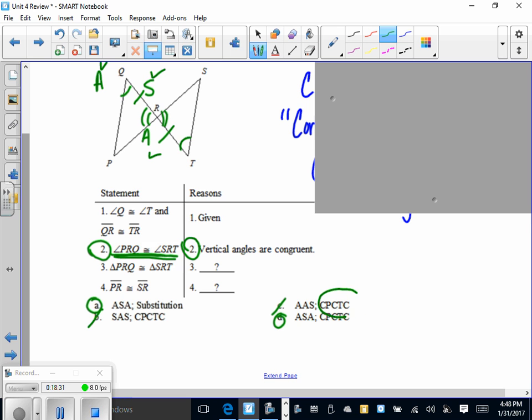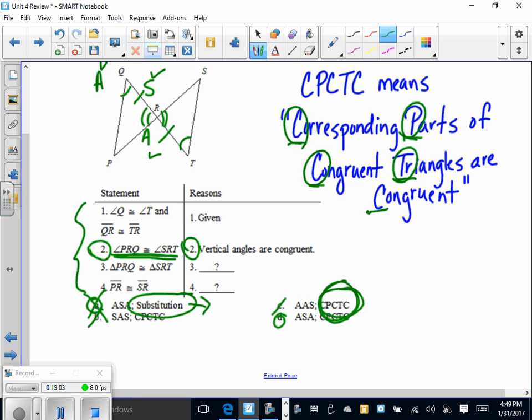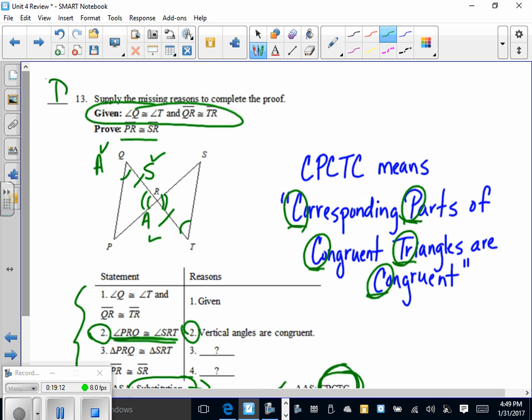Now, before I go over what CPCTC stands for, we look at the word substitution. Substitution means taking one thing out and replacing it with something else. We did not do that anywhere in here, so I can eliminate A based just on that definition. However, CPCTC, this part right here, that definition is corresponding parts of congruent triangles are congruent. C, P, C, T, C. Okay? So the correct answer is D and not A. The correct answer is D. Okay?